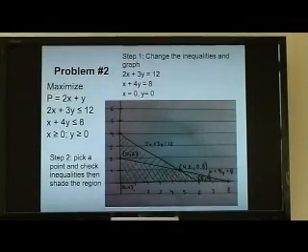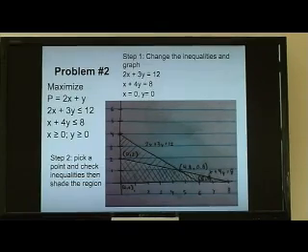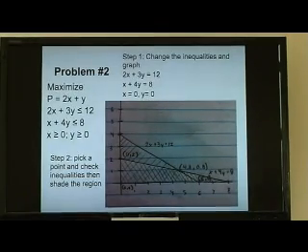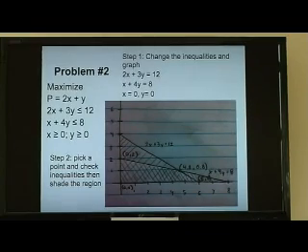Problem number 2. P equals 2x plus y. 2x plus 3y is less than or equal to 12. x plus 4y is less than or equal to 8. x is greater than or equal to 0, and y is greater than or equal to 0. Change the inequalities and graph it.